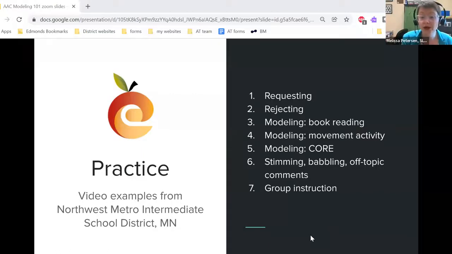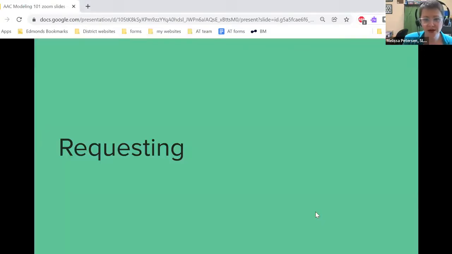All right, we are going to do some practice. So we are going to talk about requesting and rejecting. I'm going to show some modeling with like a book reading activity and some movement. We're going to talk about core words. We're going to talk about a bunch of stuff. When we're doing the practicing, I will show a video that is kind of demonstrating it, and then we will have a practice together. And I will ask you to pop things into the chat for the audience participation part. So let's talk about requesting.